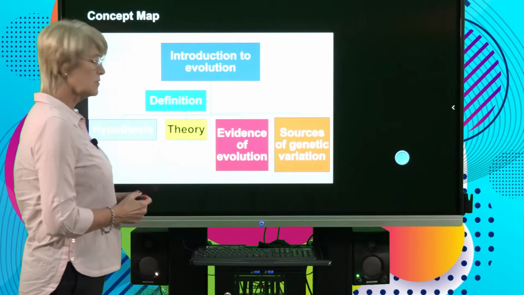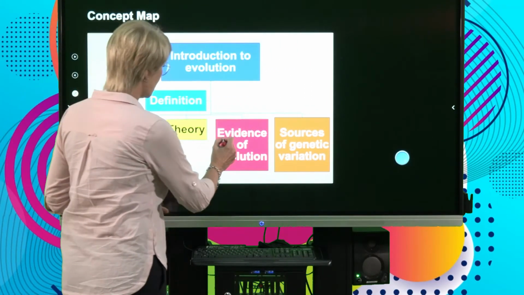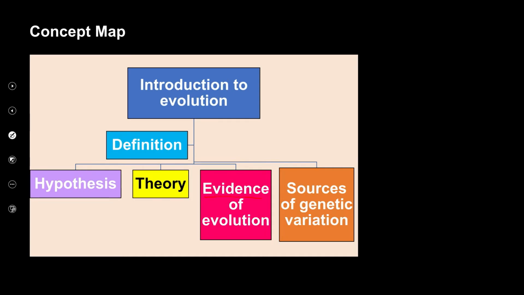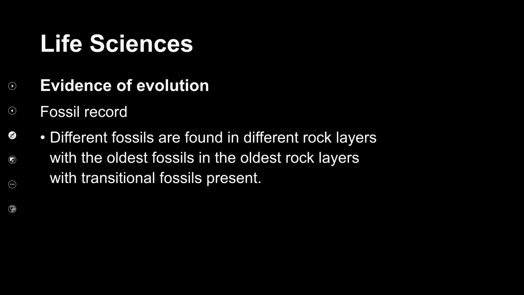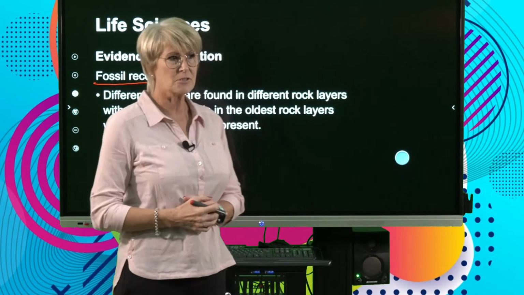Okay, so what we're going to look at now is the evidence there is for evolution. We're going to look at the various forms that we have. And the first thing we're going to look at is the fossil record. And remember, you have covered how fossils were formed.